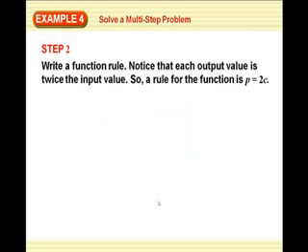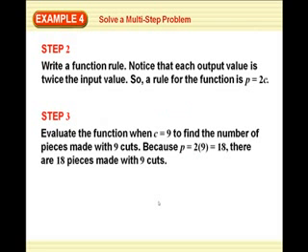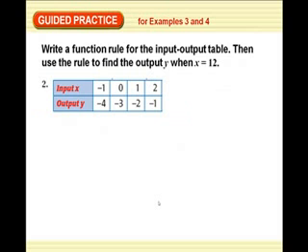There's our table. Well, I used x and y instead of p and c, but that's all right. Then it said evaluate when 9, so then there would be 18. If you cut it 9 times, you'd have 18 pieces.